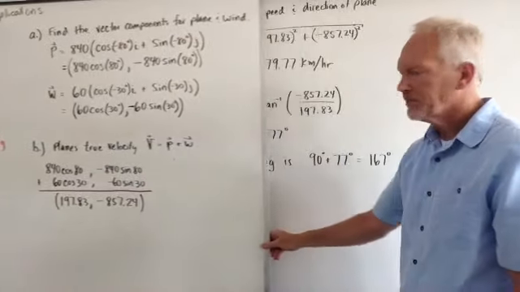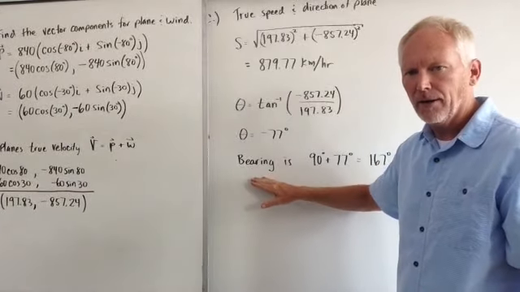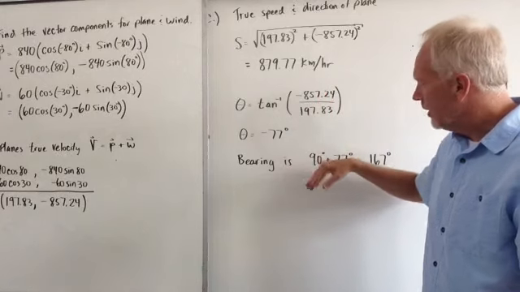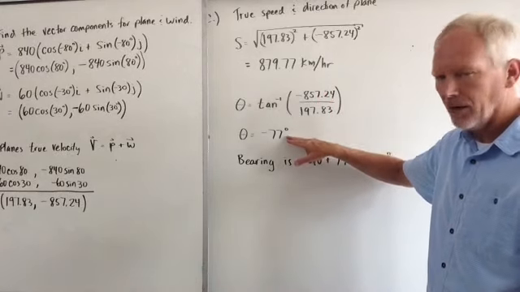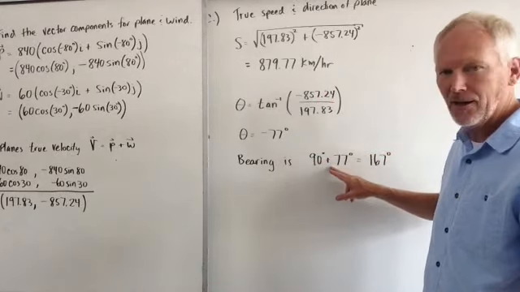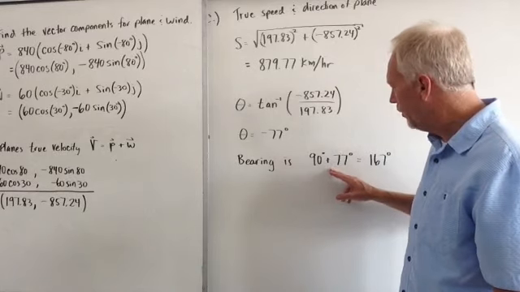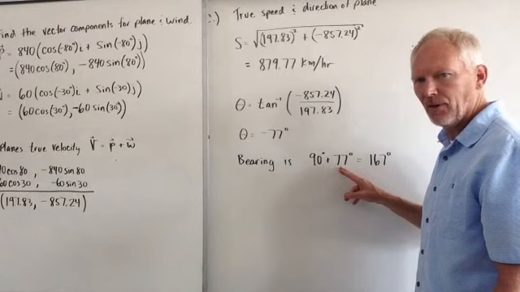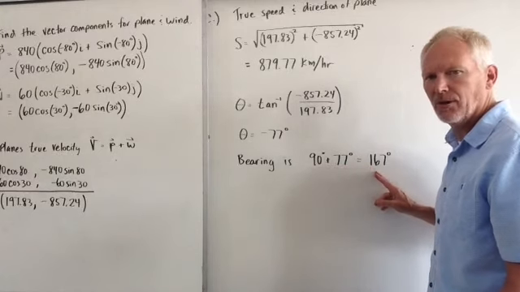And now, we want to know the bearing. So the bearing then, because it goes from 0, now we need to take that negative 77 into account and actually add it to the 90. And so when we do that, we get 90 plus 77 degrees is a bearing of 167 degrees.